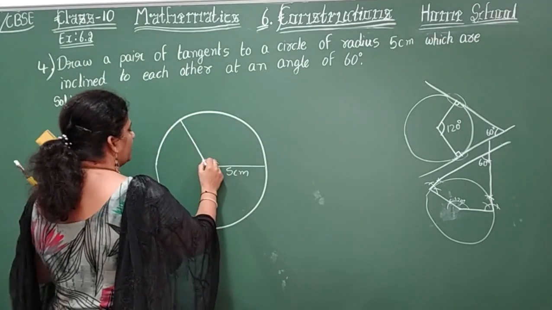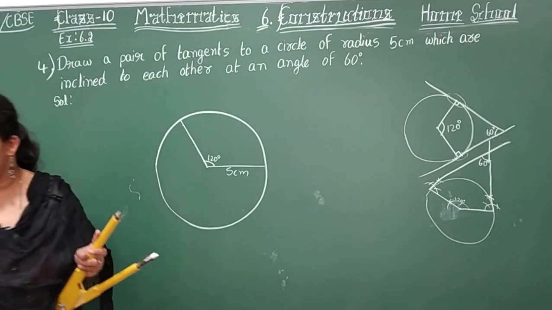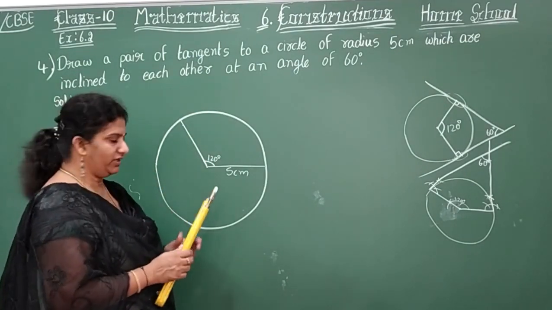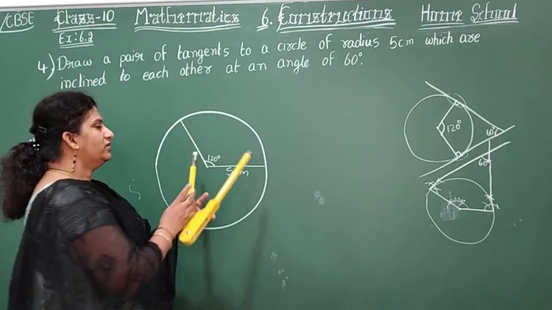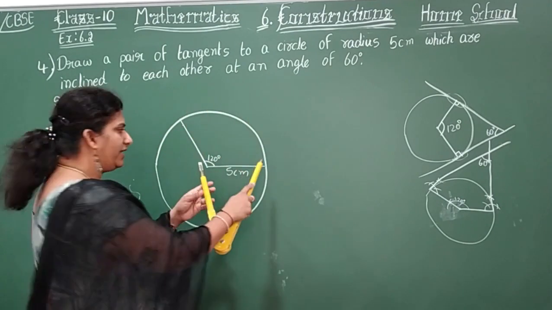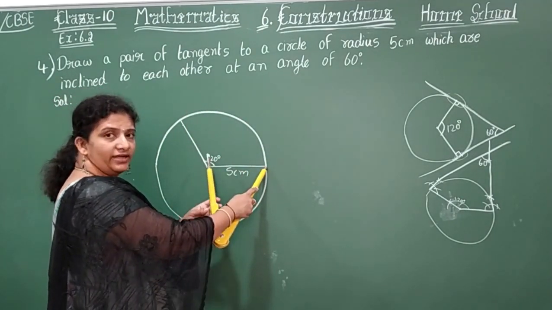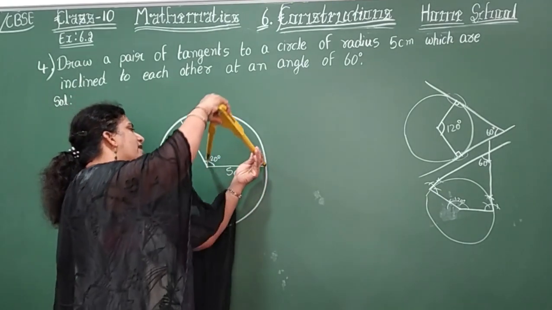120 degree angle. This is 120 degree. Now, how to draw a tangent? Please look here carefully. So now you have drawn a circle like this, right? Now put your point here at the end of the radius, where the point touches the circumference. From here, what's your first step?